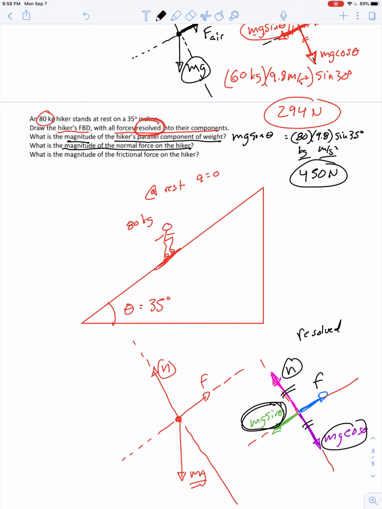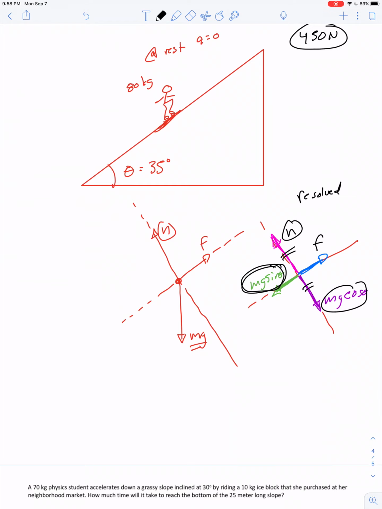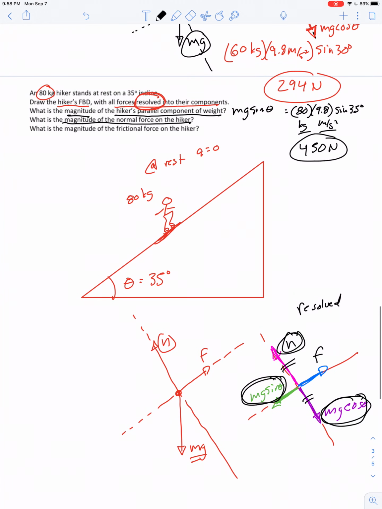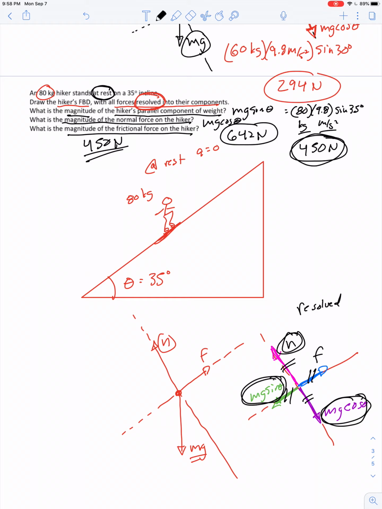What's the magnitude of the normal force? Well, in this case, the normal force must have the same magnitude as mg cosine theta. So we plug in all the given values, and that calculates to 642 newtons. You can double check that on your own calculator. What's the magnitude of the frictional force? Because we're told that the hiker stands at rest, and we see in our free body diagram the friction force has to cancel mg sine theta, then we can just copy our answer and say that must be 450 newtons as well if everything's going to cancel out.